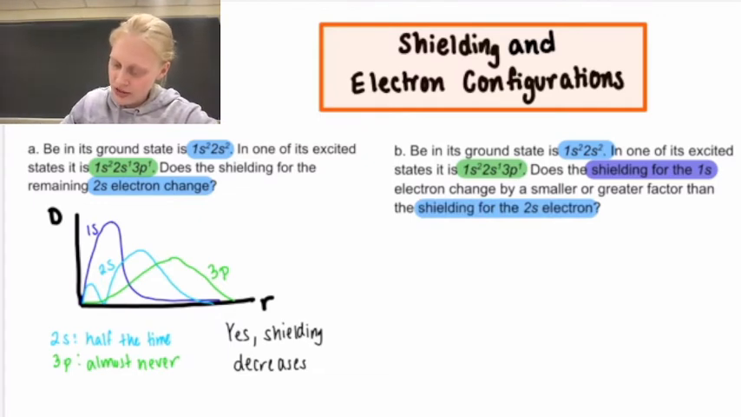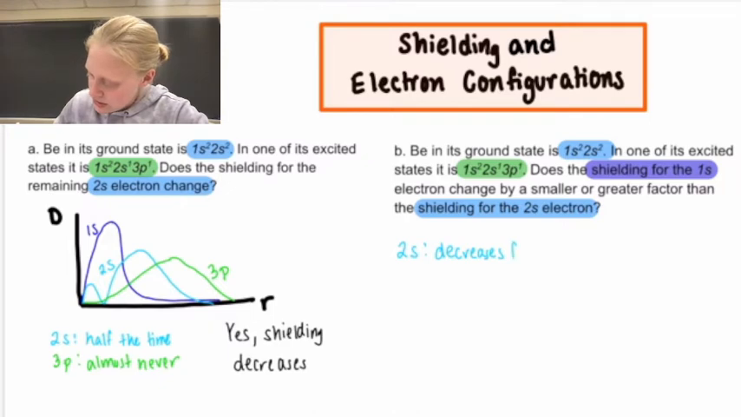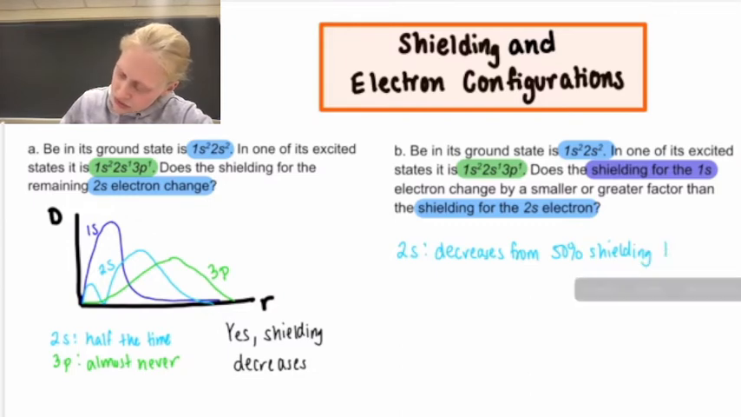So I'm going to start by thinking about the 2s electron because that's what we were just thinking about. For that electron, if you'll remember, the shielding on that one is going to decrease from being shielded about 50% of the time to almost never. So it decreases from 50% shielding to almost never.